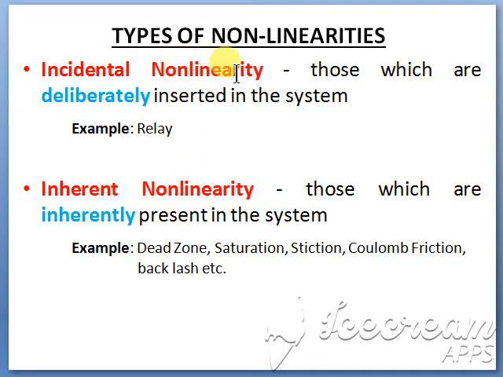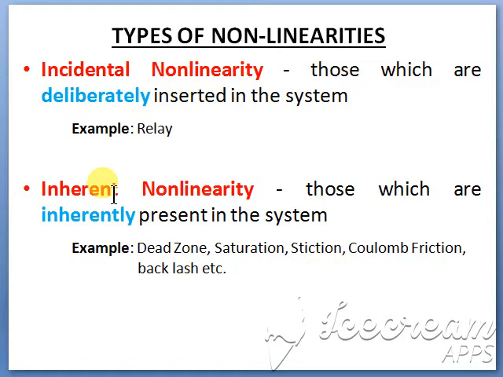Incidental nonlinearities are those which are deliberately inserted in the system to achieve a specified task, and inherent nonlinearities are those which are inherently present in the system. The example for incidental nonlinearity is relay, and for inherent nonlinearities are dead zone, saturation, stiction, Coulomb friction, backlash, etc. So nonlinearities are classified into two: incidental nonlinearity and inherent nonlinearity. Incidental nonlinearities are deliberately inserted in the system, and inherent nonlinearities are already present in the system.